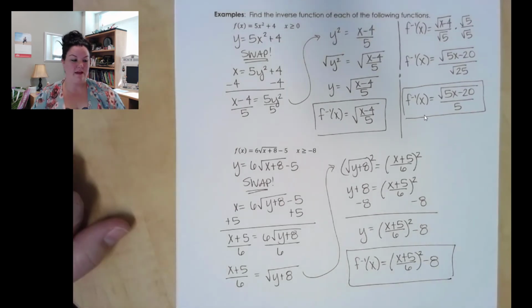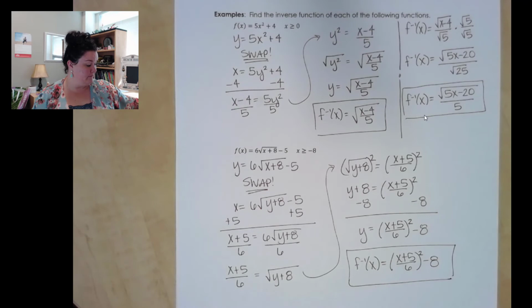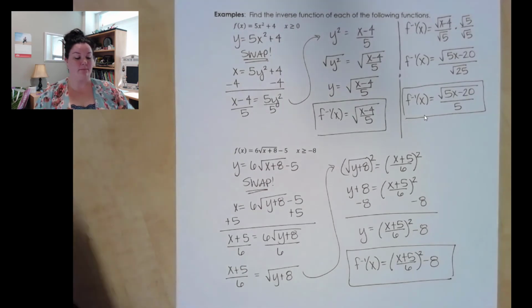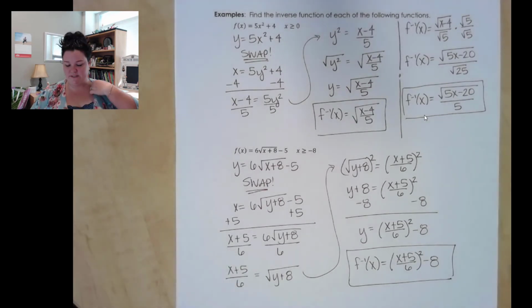Maybe not the worst thing you've ever seen in your life. Maybe. All right, I want to do two more examples of another type of function. We've seen square roots. We've seen squares.